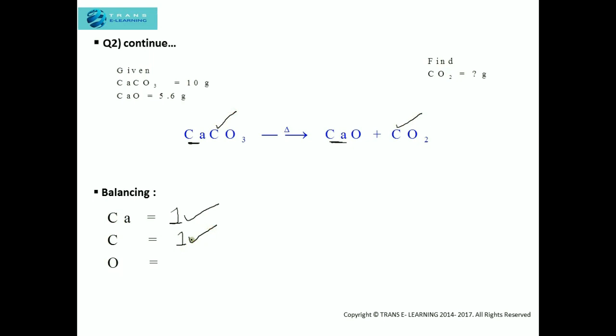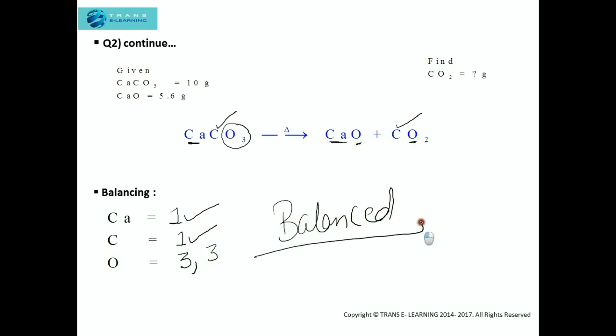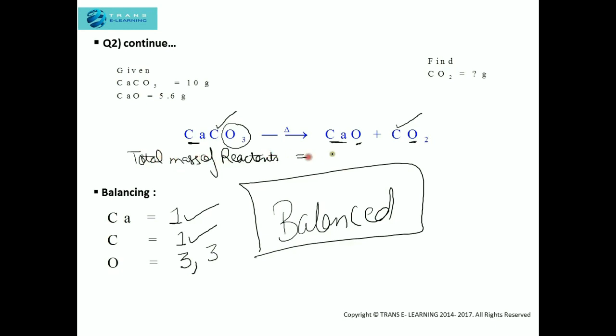In this equation we don't have a hydrogen atom, so we will balance the number of oxygen atoms. On the reactant side, the number of oxygen atoms is 3, and on the product side it's 1 plus 2, that is 3. So this equation is already balanced. We need not balance this equation. As this equation is balanced, we can apply the law of conservation of mass, which says the total mass of reactants is equal to the total mass of products.